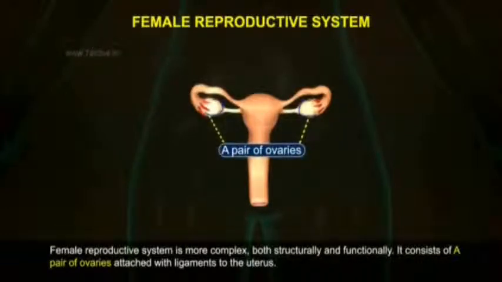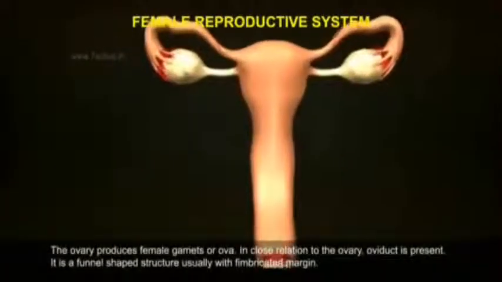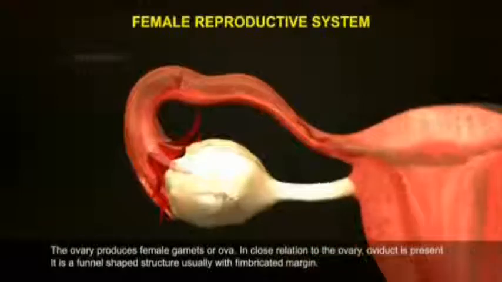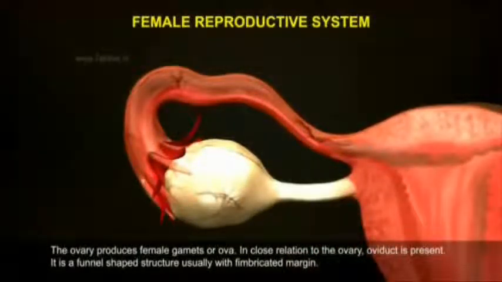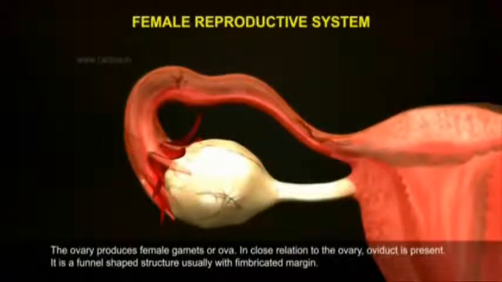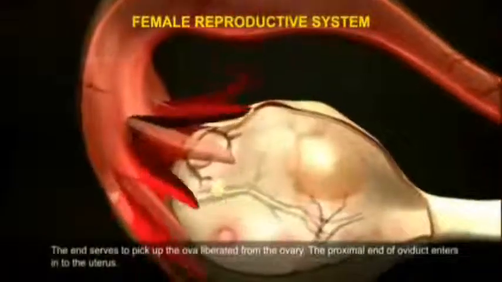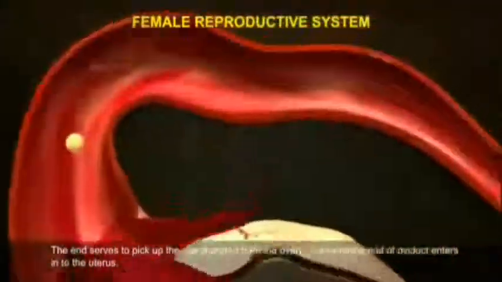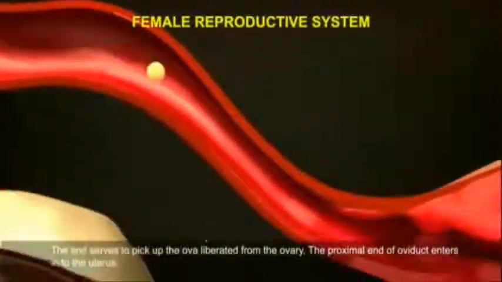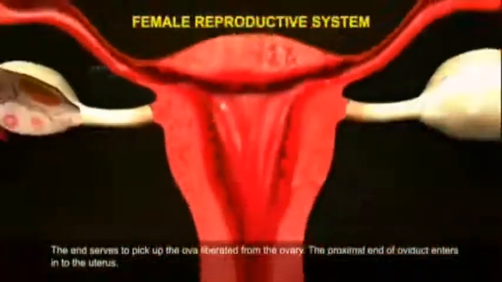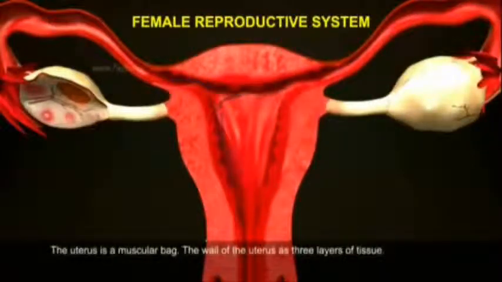It consists of a pair of ovaries attached with ligaments to the uterus. The ovary produces female gametes or ova. In close relation to the ovary, the oviduct is present. It is a funnel-shaped structure, usually with a fimbriated margin. The end serves to pick up the ova liberated from the ovary. The proximal end of the oviduct enters into the uterus.